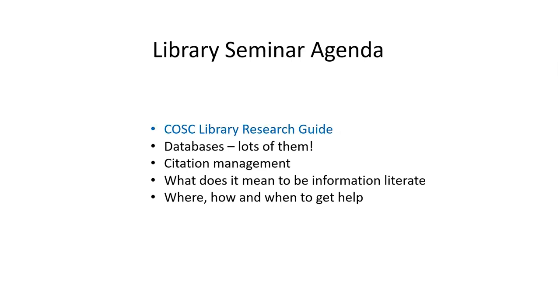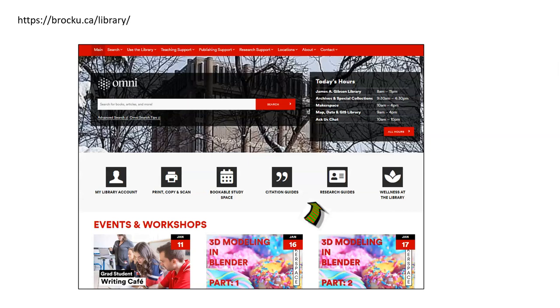Let's jump in. Let's look at that research guide. If you go to the library homepage, there's lots of things here. Omni is on there, and if you click on advanced search, you can search for things in our library. Library hours. On the top, there's tabs for lots of things you can search for. And then there's icons for your library account, print, study spaces, citation guides, research guides, and on the bottom, there's events and workshops that are updated all the time that you can take for free, digitally and in person as well.